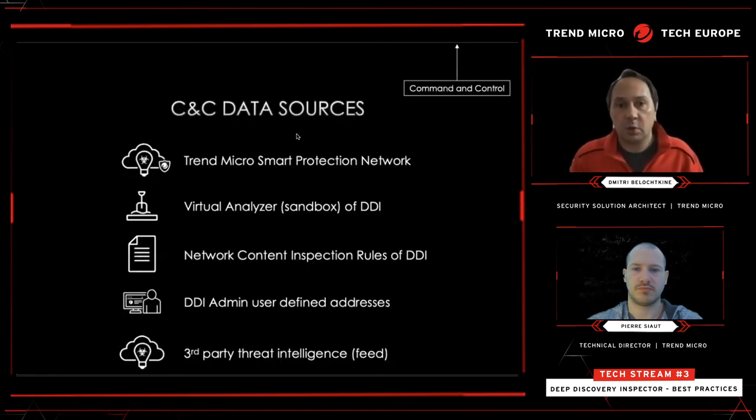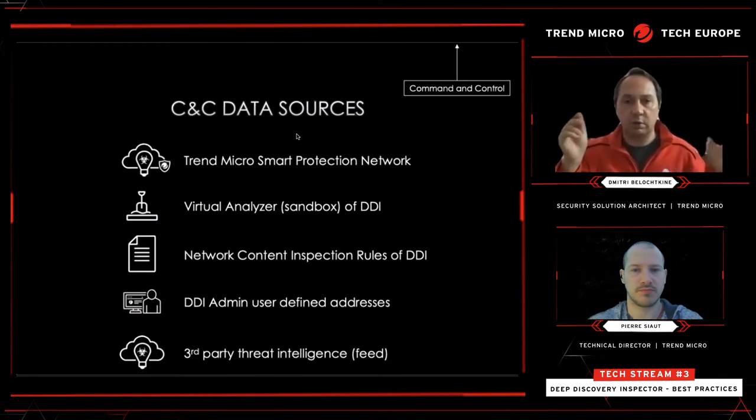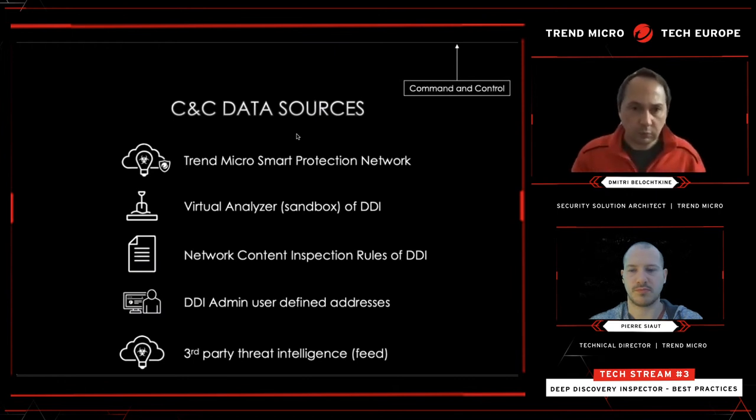All right, so C&C data sources, I think already quickly talked about it. Data comes from the Global Threat Intelligence Smart Protection Network. In the context, right? So when the connection takes place from A to B, we can see A and B reputation, right? We're not putting all these terabytes of data immediately in the box. Virtual Analyzer of DDI, also known as sandbox. So if we detect malicious communication, which you attribute as command and control, we also put it on the list.